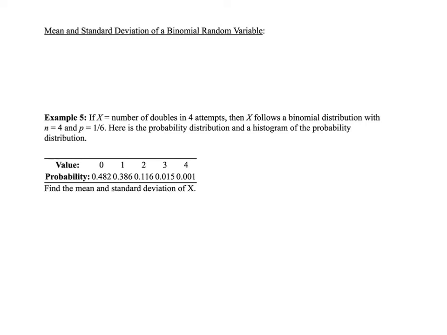So I'm going to call the binomial random variable x. My mean, or my expected value, is mu sub x. All you need to do is n times p. The standard deviation of that is going to be the square root of n times p times 1 minus p. So let's do this for example number 5.